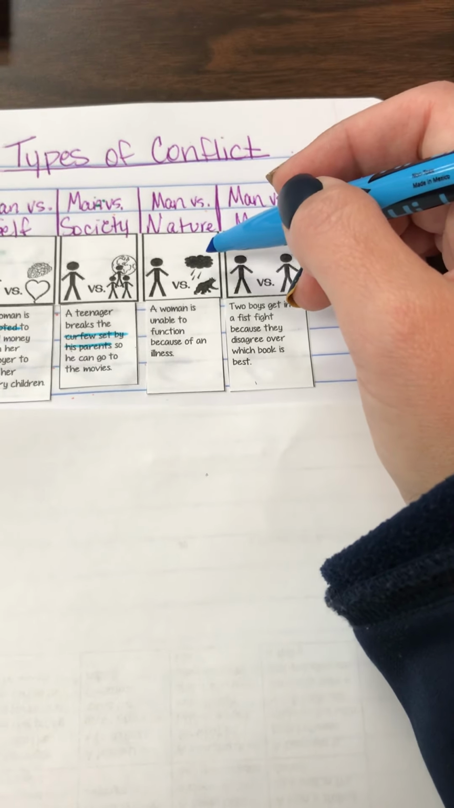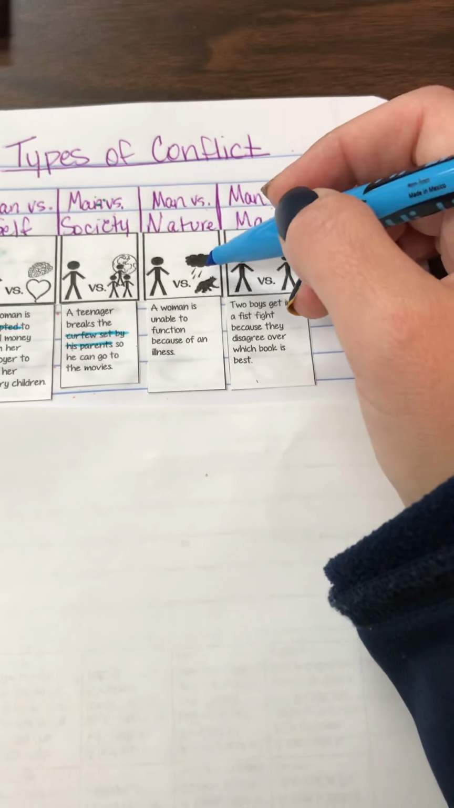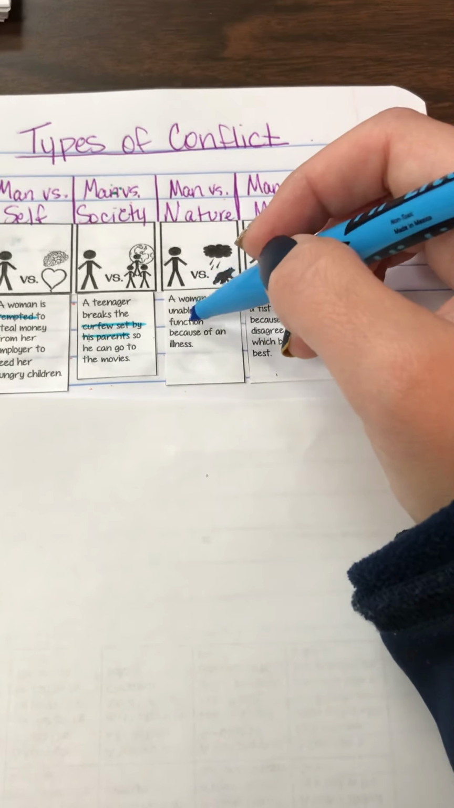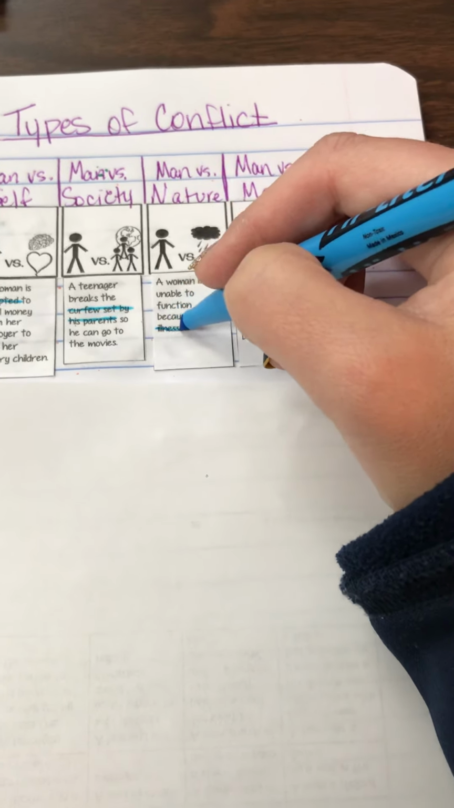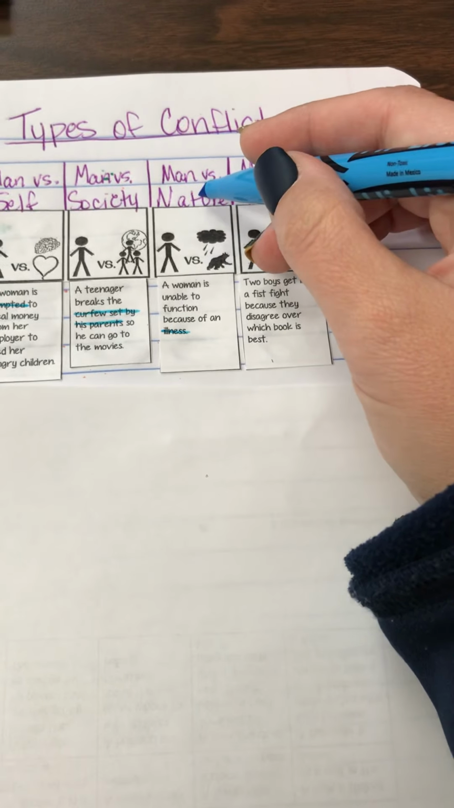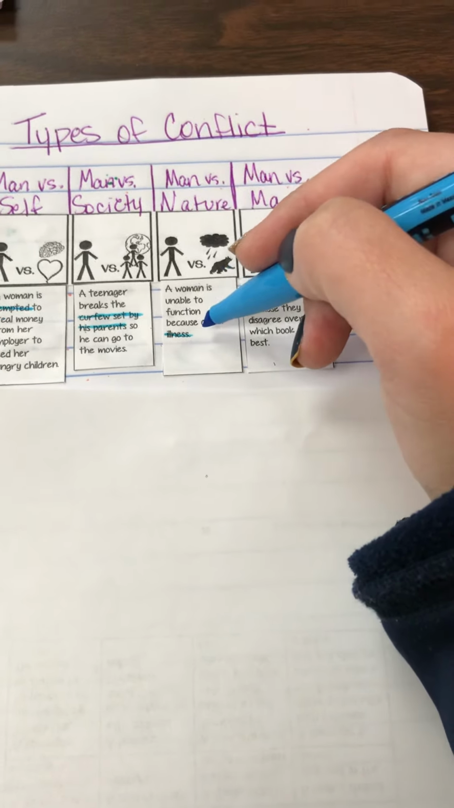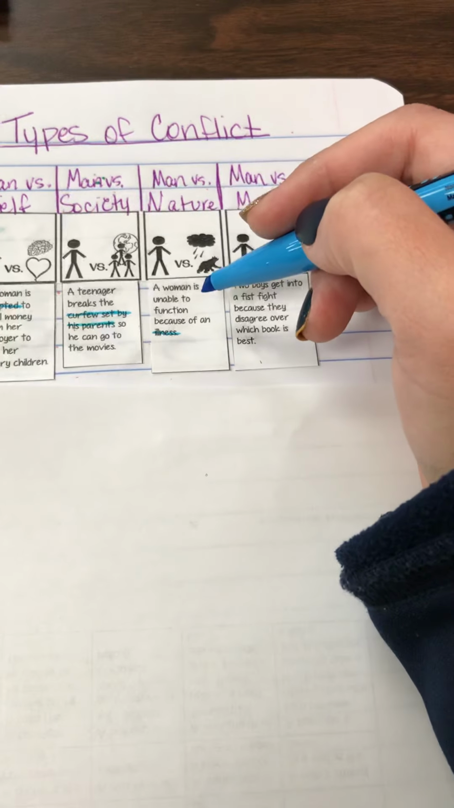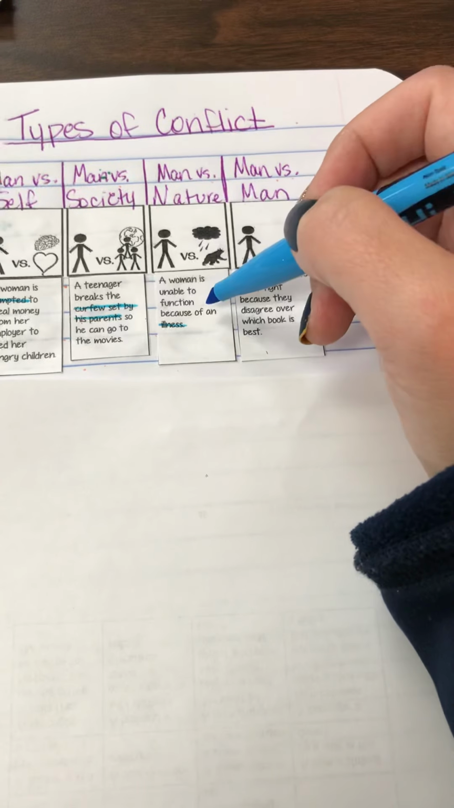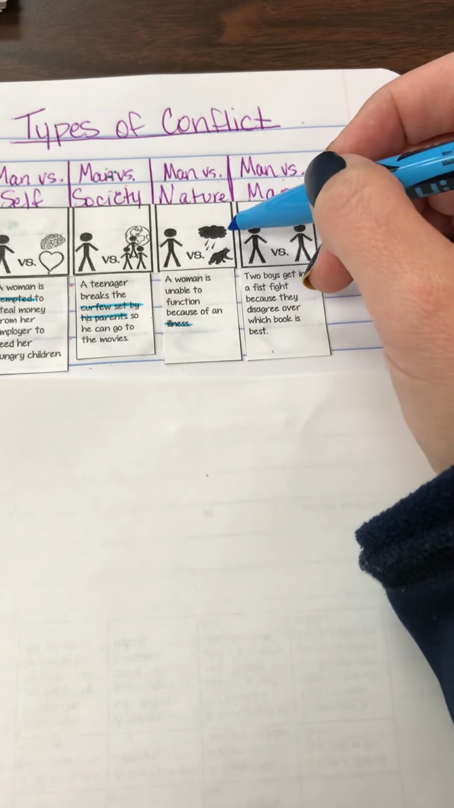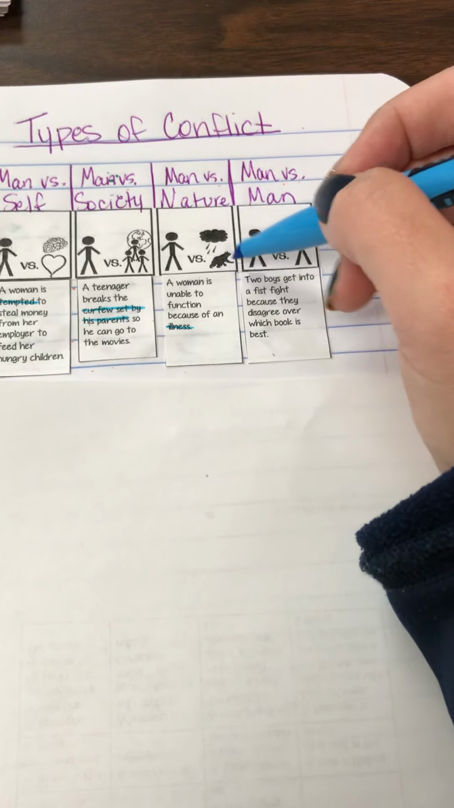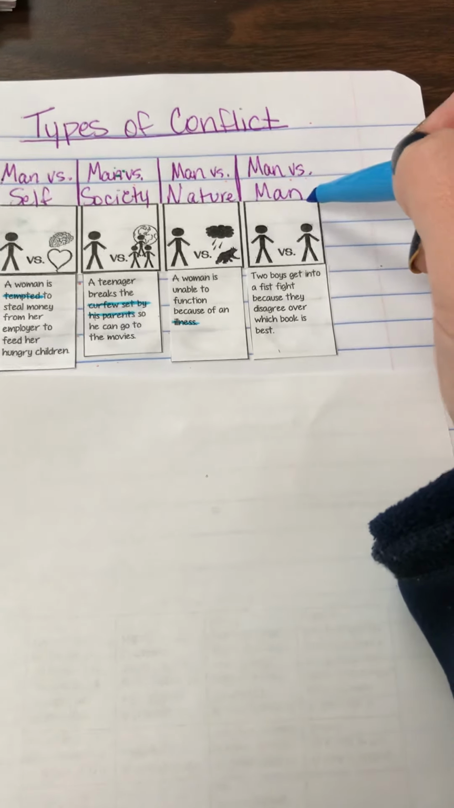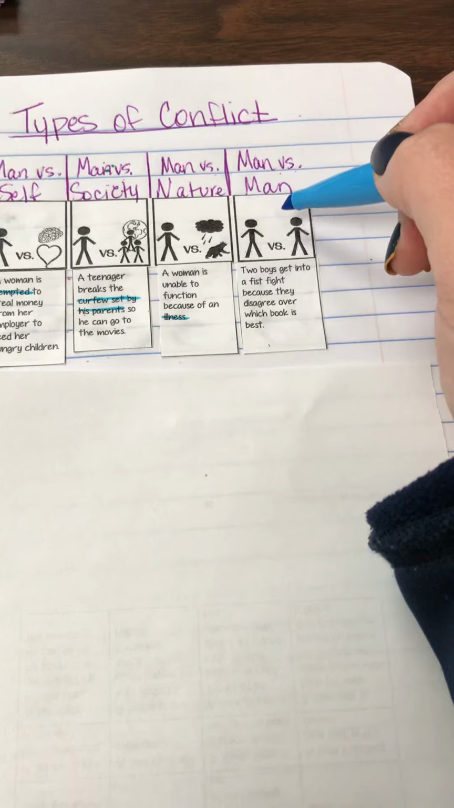Man versus nature conflict. This one is really hard for most kids, so I chose this one to be my example. A woman is unable to function because of an illness. You know this is a nature situation because this person naturally got sick. They didn't go and try to get sick. This woman just became ill. So an illness or anything to do with weather or animals, any kind of natural element is going to be man versus nature. The next one, man versus man.